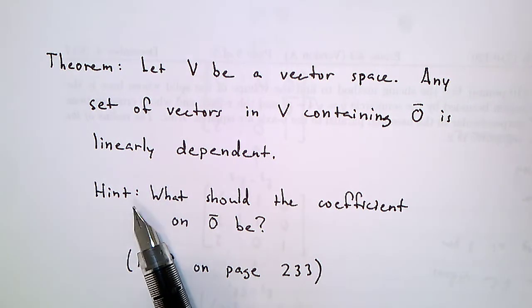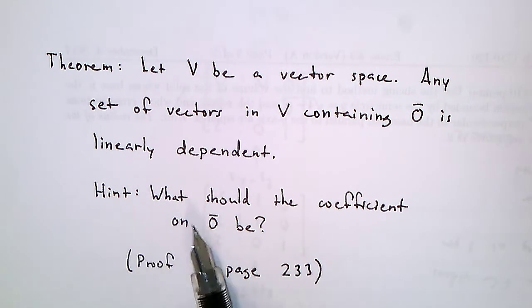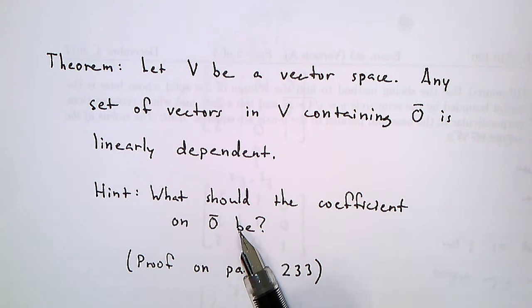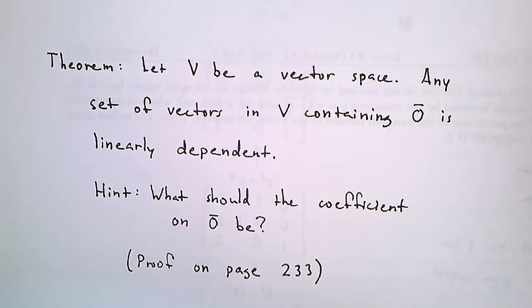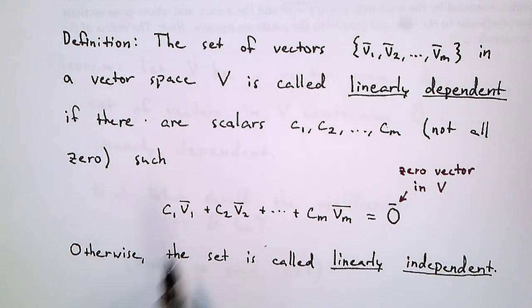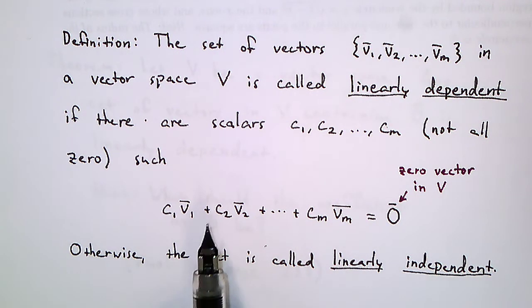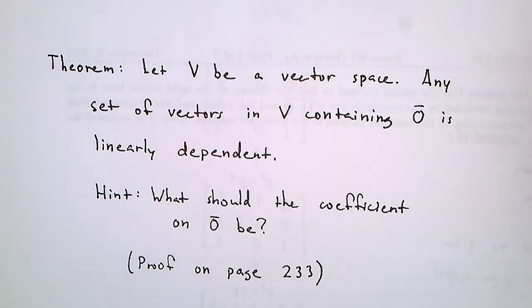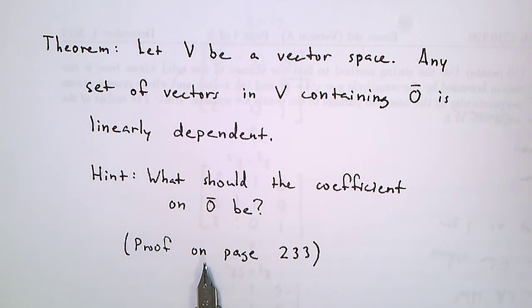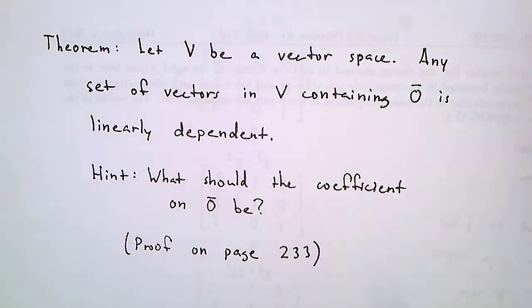And my hint for you, when you try to prove this on your own, is to think about what the coefficient of 0 should be when you write out the equation like we have in the definition. So you would want to set up this equation. One of your vectors is going to be 0 when you're proving this theorem. And then think about the coefficient on 0. And once you've given that a thought, you can check the proof in your textbook.